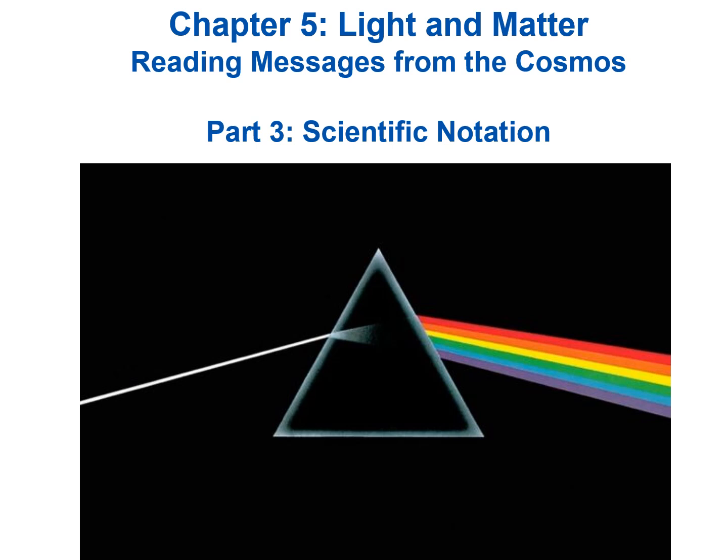Welcome back to Astronomy. This is Chapter 5, Light and Matter, reading messages from the cosmos. In the previous two videos, you learned about light and the properties of light, and we're going to continue on in Chapter 5 looking at the structure of matter. We're going to look at atoms and molecules and then how light and matter relate to each other.